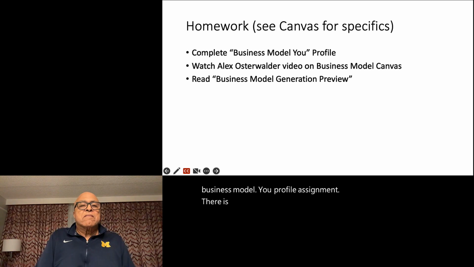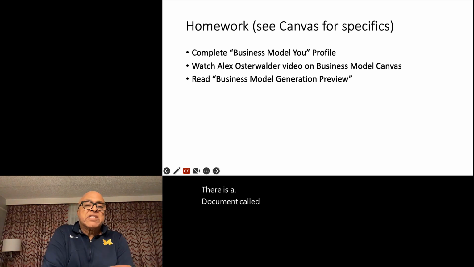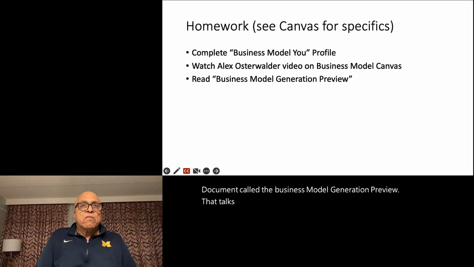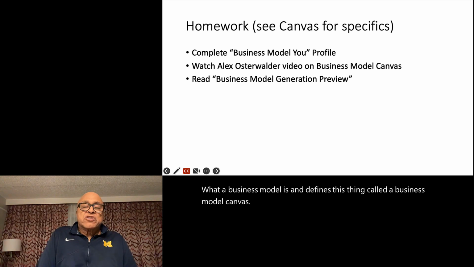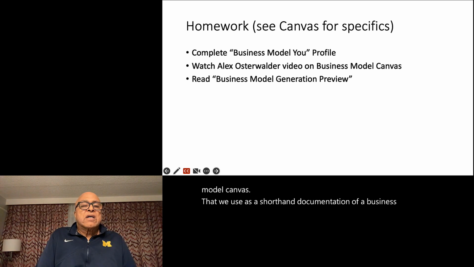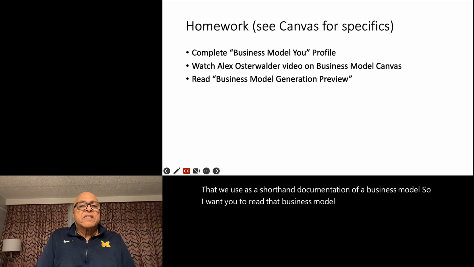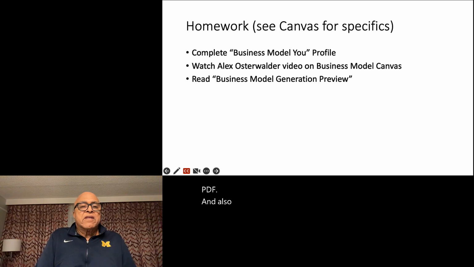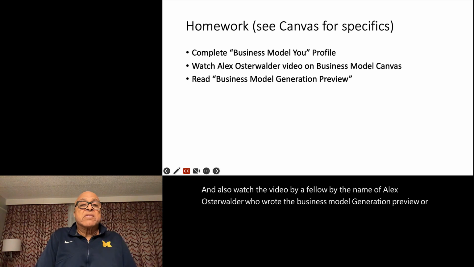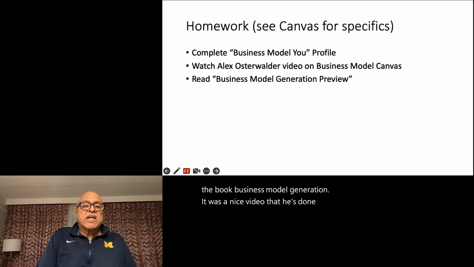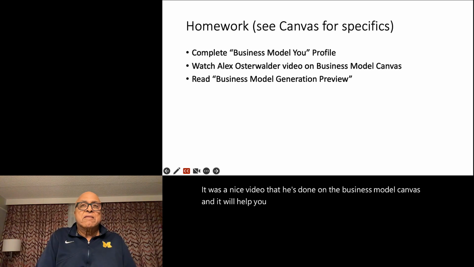There is a document called the Business Model Generation Preview that talks about what a business model is and defines this thing called a business model canvas that we use as a shorthand documentation of a business model. So I want you to read that Business Model Generation Preview. It's a PDF. Also watch the video by a fellow by the name of Alex Osterwalder, who wrote the book Business Model Generation. There's a nice video that he's done on the business model canvas, and that will help you understand the business model and the design of a business model canvas. That's the homework for this week, and as always, you should see the Canvas site for specifics on the homework assignment. That's where all the details are.